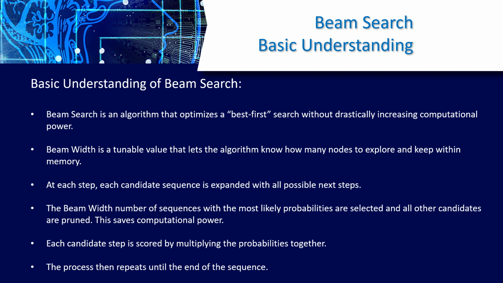The beam width is a tunable value that lets the algorithm know how many top best nodes to explore and keep within memory. It will expand all possible choices and find the nodes with the highest probabilities of matching. Once it finds the best nodes, it removes or prunes the rest of the options. The probabilities are then multiplied together to create a score for the entire sequence. This continues until the end of the sequence is reached.